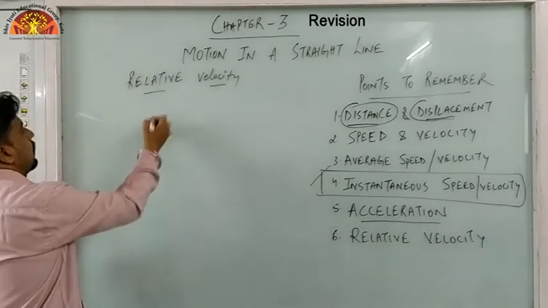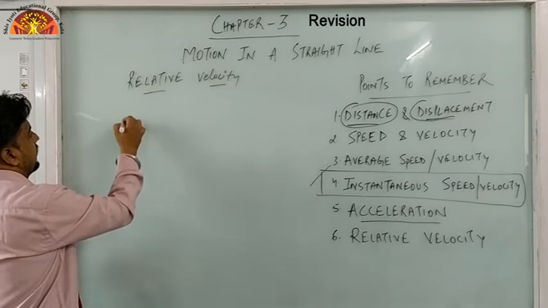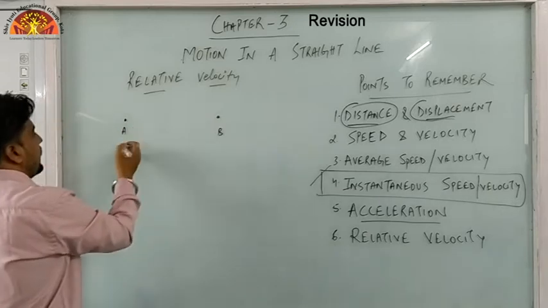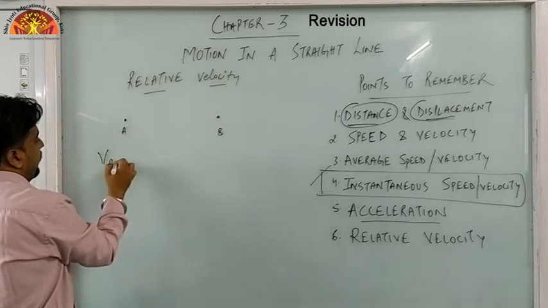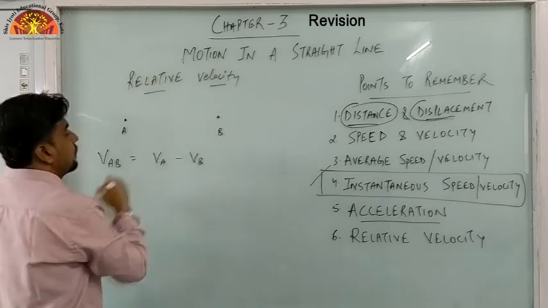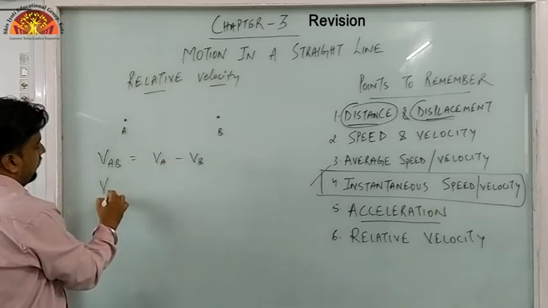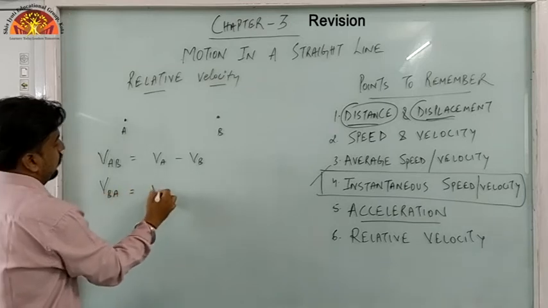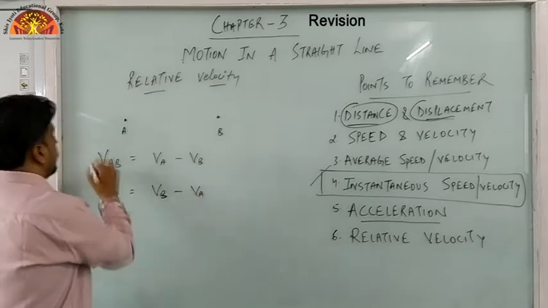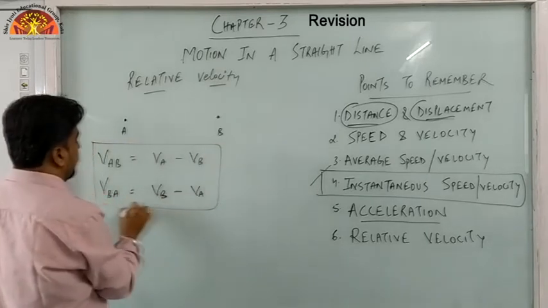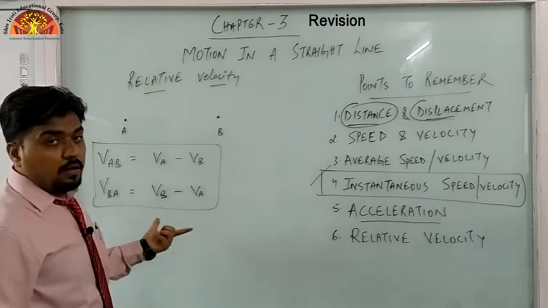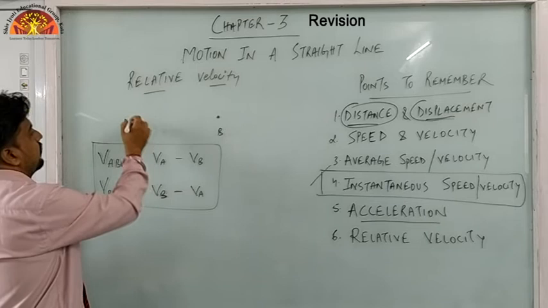Understand, if we talk about two things, A and B, let's say this is body A and this is body B. Okay, so if we talk about the relative velocity of A with respect to B, that would come out to be VA minus VB. Okay, and if we talk about the relative velocity of B with respect to A, that would come out to be VB minus VA. This is the concept of relative velocity. Now, just remember, this is just a formula. Okay, point is, there are two cases.